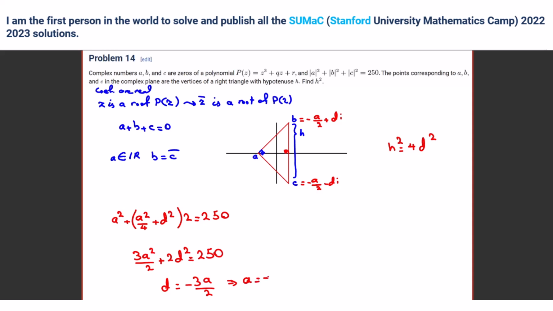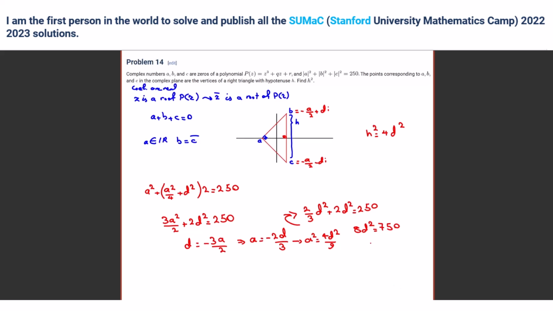So we can say A is negative 2D over 3, right? Yeah. So A squared is what? Is 4D squared over 9, right? Yeah. Then 2/3 D squared plus 2D squared is 250, right? So 6 plus 2 is 8D squared is equal to 750, right? Yeah. So 4D squared is what?